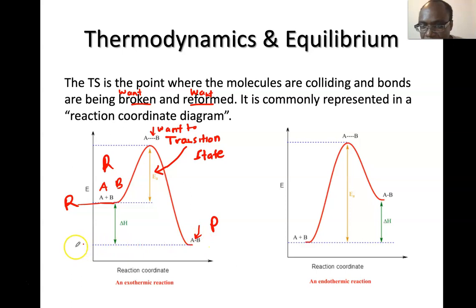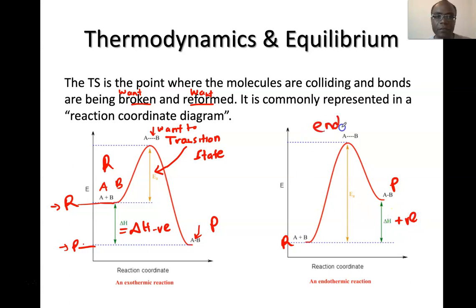Okay, so can you tell whether it's exothermic or endothermic? It has to be exothermic because reactants are above the products. Someone must have lost some energy. Delta H here is going to be negative. For this other one, reactants are below the products. So in this case, delta H is going to be positive. So this has to be endothermic.